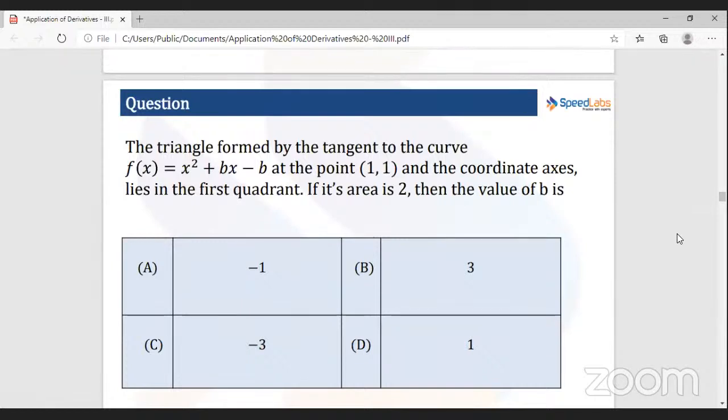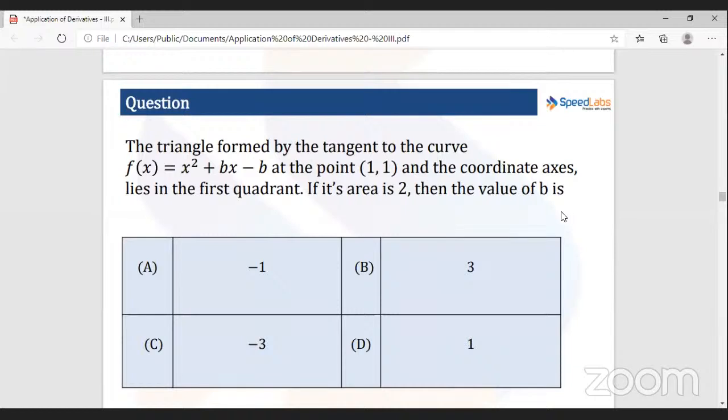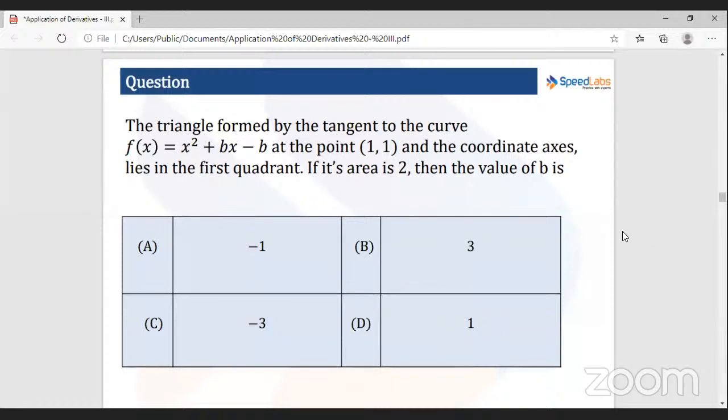This is the question. The triangle formed by the tangent to the curve f(x) equal to x square plus bx minus b at the point (1, 1) and the coordinate axis lies in the first quadrant. If its area is 2, then the value of b is. So you have to find the value of b.